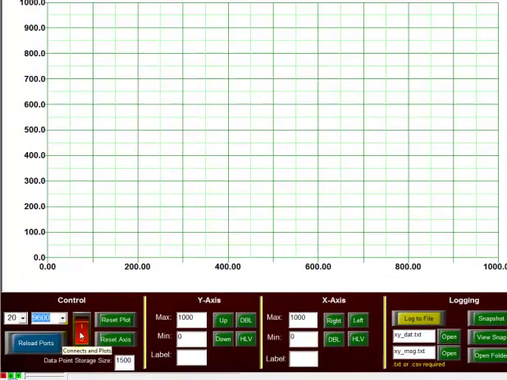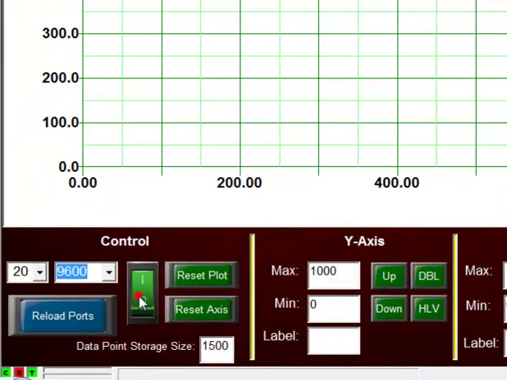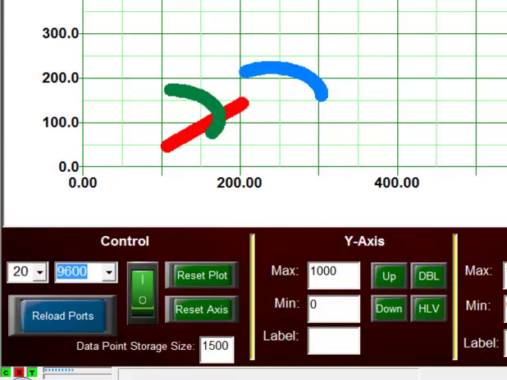All right, just come over here to the control section, click on the rocker switch, and now we're plotting data. And as we see, the data is a little bit unusual in terms of what we normally expect our data to look like. What we're doing here is plotting two sets of data against each other.